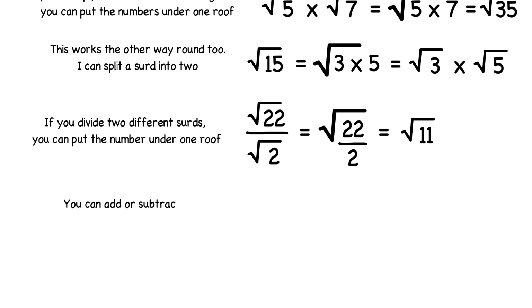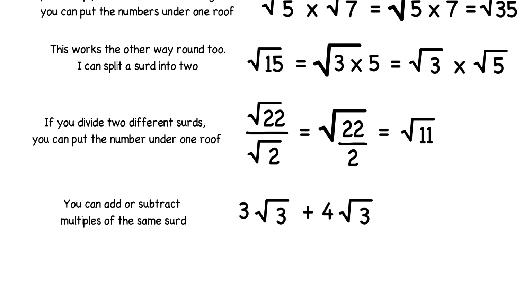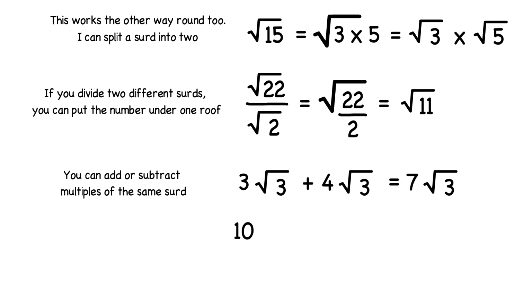You can add or subtract multiples of the same surd, just like you can with multiples of x or multiples of y. 3 root 3, add 4 root 3, would be 7 lots of root 3. 10 root 6, take away 3 root 6, would also be 7 but root 6.